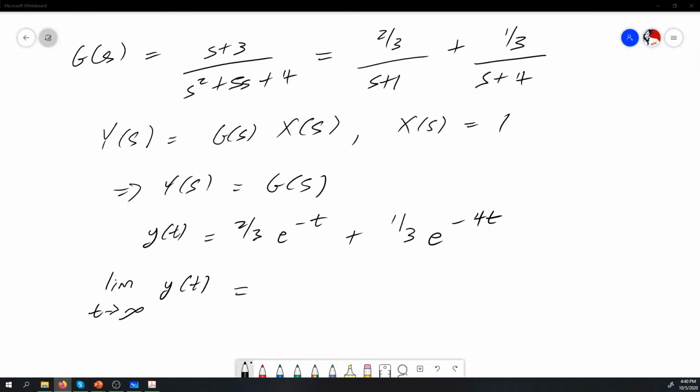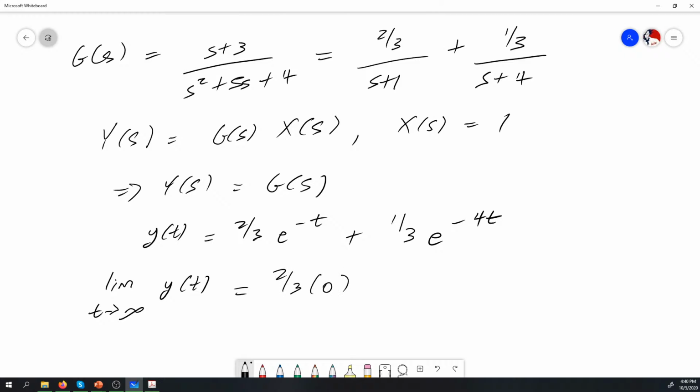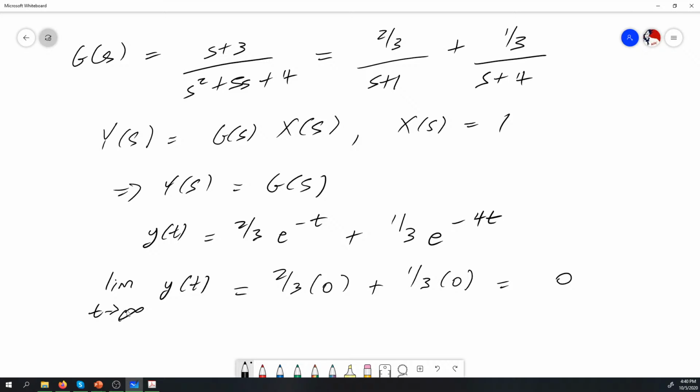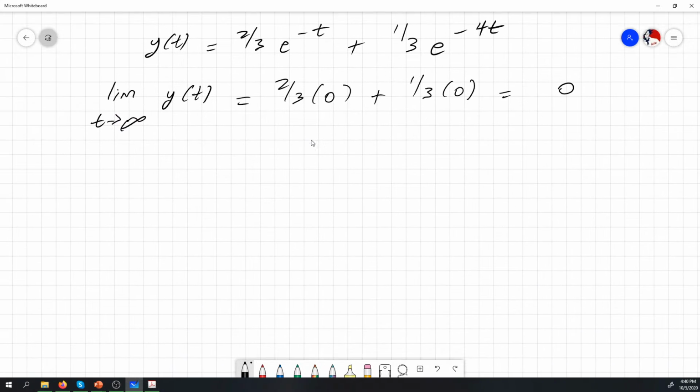So in doing this, this means that this 2/3 here is going to be multiplied by 0, and this 1/3 here is multiplied by 0. So the entire result here is just going to be 0. So yes, this is basically the final value theorem we're doing. But I'm showing you in respect to how we evaluate it in respect to time first, and then how we want to be doing evaluation with respect to the Laplace transform. So that's if we evaluate in respect to time.